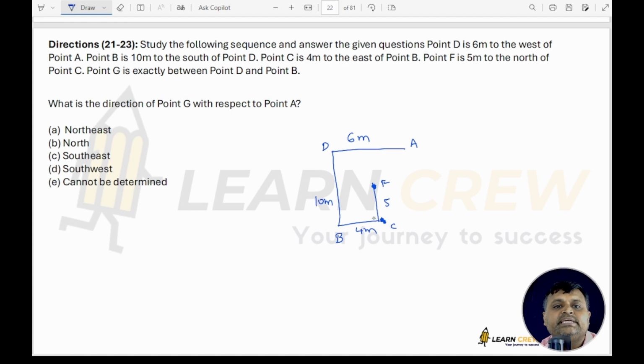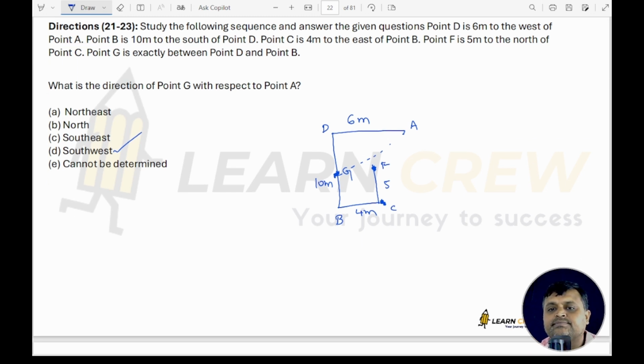Next, point G is exactly between D and B. So here you have point G. Now, what is the direction of G with respect to point A? With respect to point A, this is southwest. So answer is option D. Next. So now see, this is 5, this is 5, this is 6, this is 4. That is what is given.